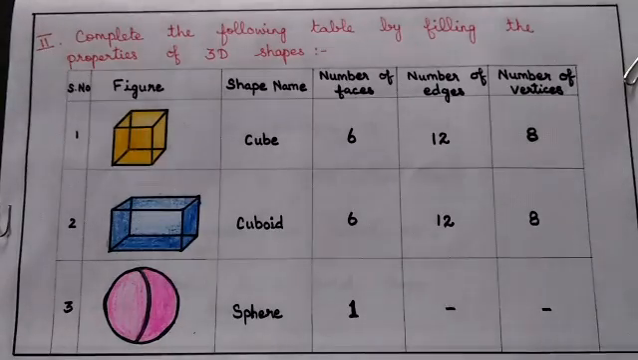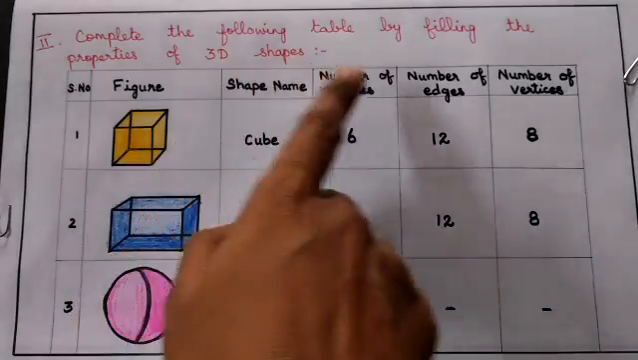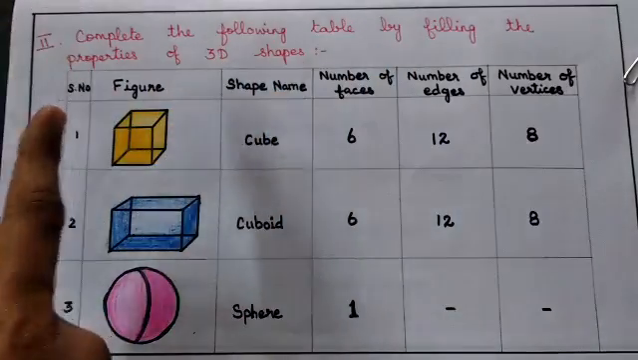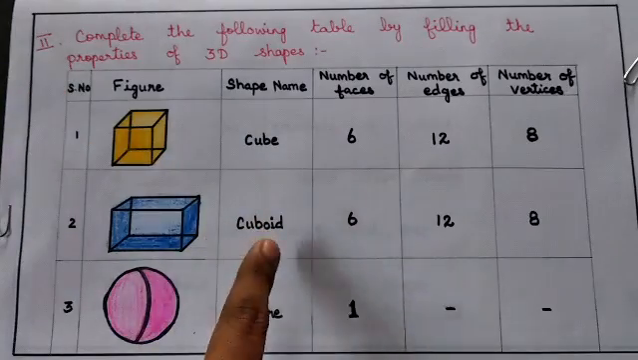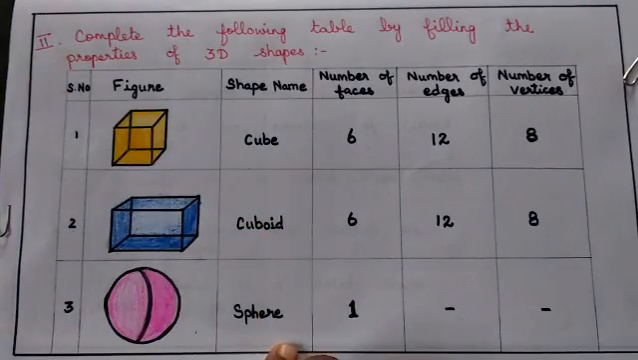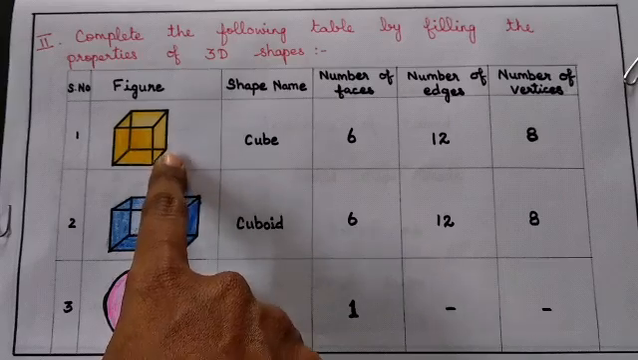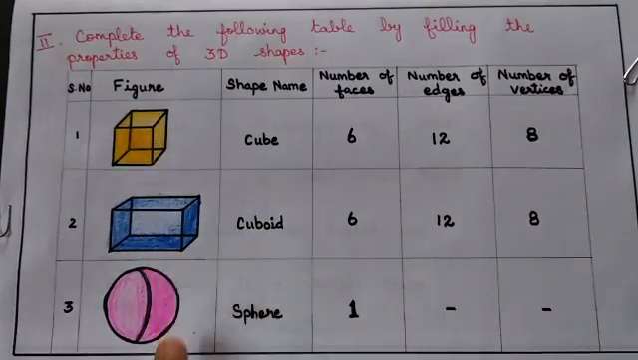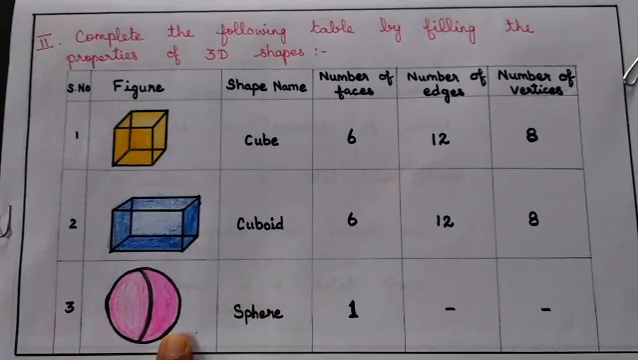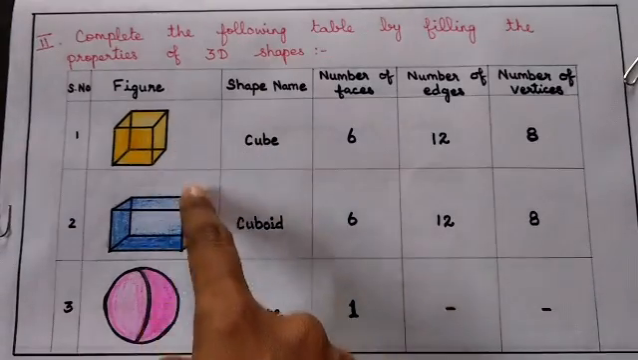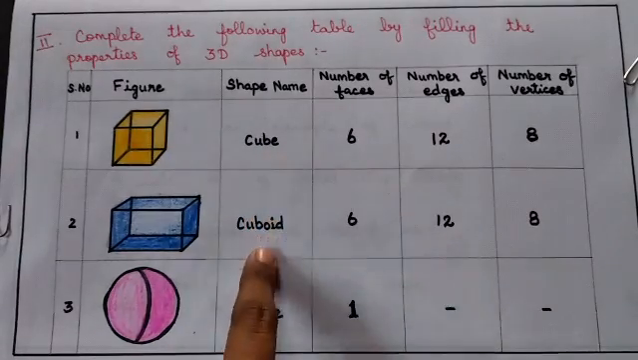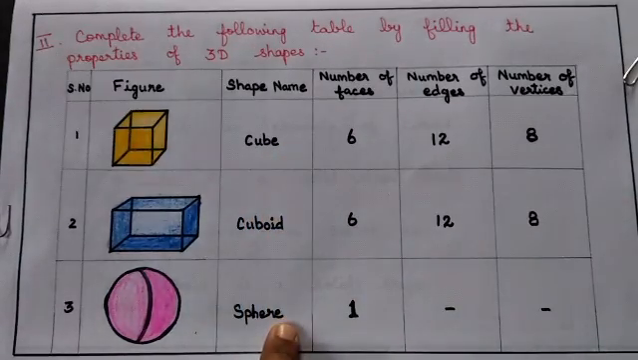Yes. This is the second tabular column. Complete the following table by filling the properties of 3D shapes. Just like the 2D shapes, how we completed them now, the 3D shapes we are going to complete in this. So what shape is this, children? Cube. And this is cuboid. And this one is sphere. Isn't it? Okay, good. First we are going to draw these shapes and then we are going to name them. So learn the spelling for cube, cuboid, sphere also.